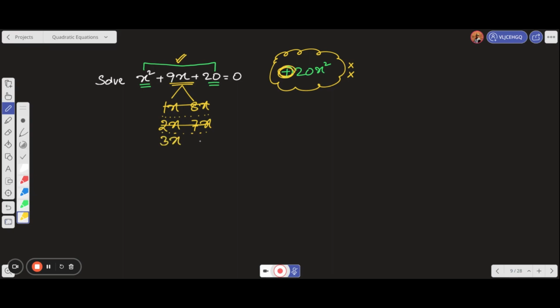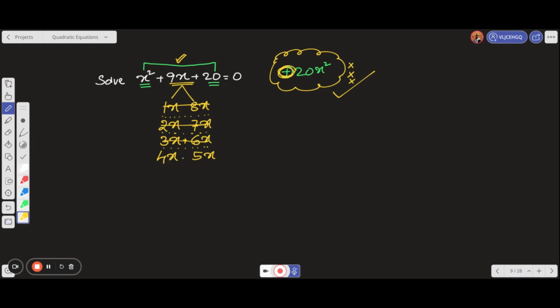So let's try the next combination, which is 3x. What to add to make it 9x, which is 6x. 3x plus 6x, that makes 9x. 3x times 6x, is it 20 or not? Once again, the answer is no. Next one, 4x. What to add to make it 9x means it is 5x. So 4x plus 5x, 9x, and 4 times 5, 20x squared. Yes, we got the combination.